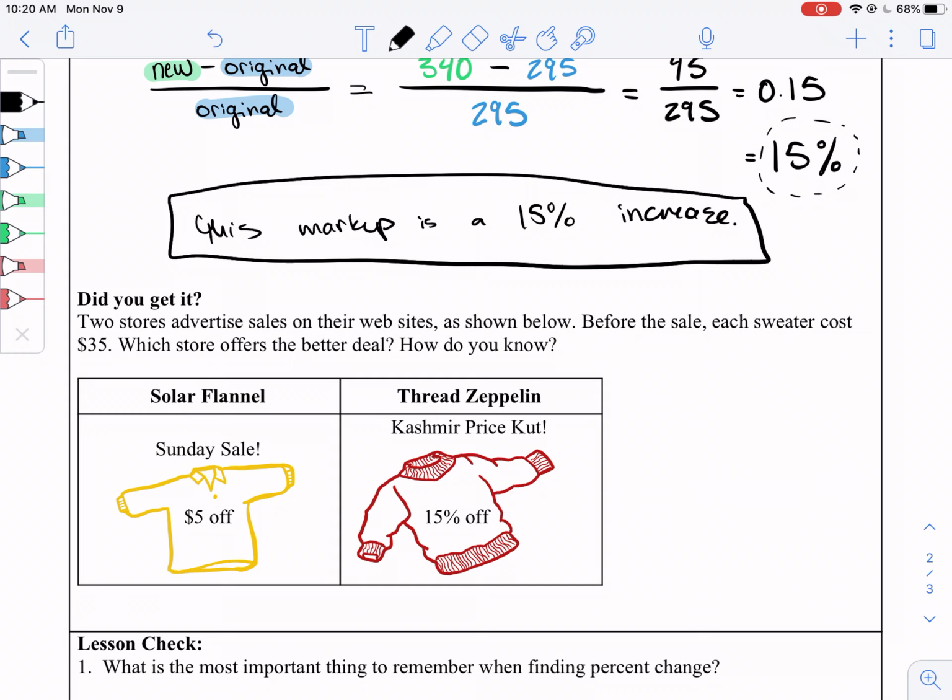Which store here is going to give you the better deal? So read through this problem and figure out which store has the better sale. Where should you get your sweater from? So we have two stores. We have Solar Flannel and we have Thread Zeppelin. And they advertise sales on their websites, as shown below. For the sale, each sweater costs $35. Which store has the better deal, and how do you know?